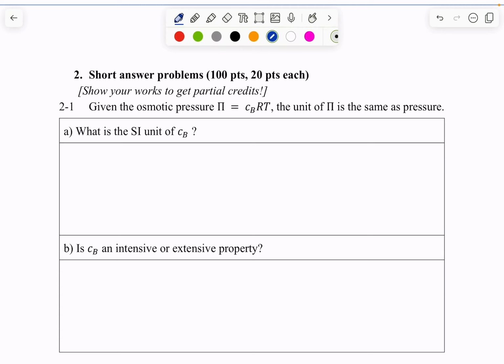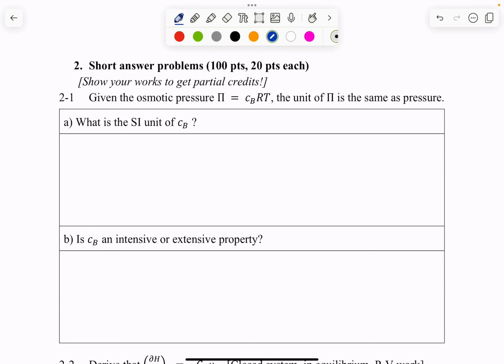Let's get started here. Given the osmotic pressure, big delta equals CB RT. The unit of big delta is the same as pressure. Right? So what we have on the left-hand side is pressure, or we can write its SI unit as Pascal. And on the right-hand side, we have a question mark times RT. So R is joule per mole per Kelvin, and temperature has a unit of Kelvin. So my Kelvin cancels out.